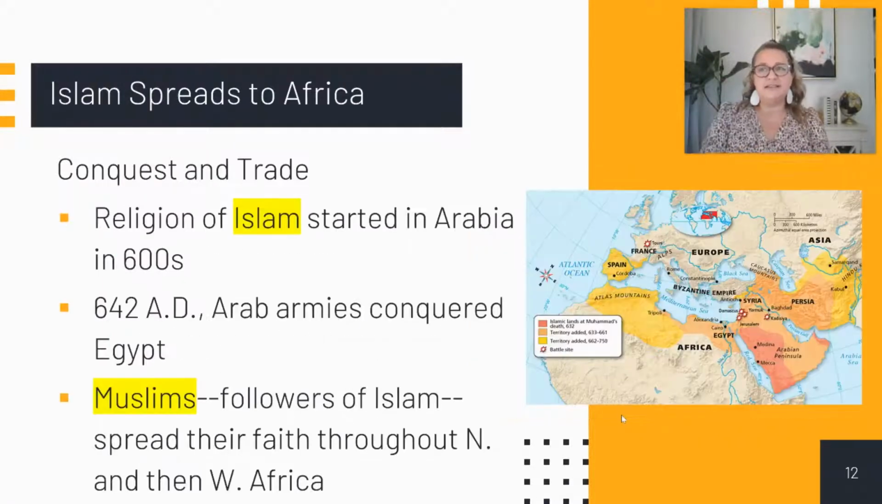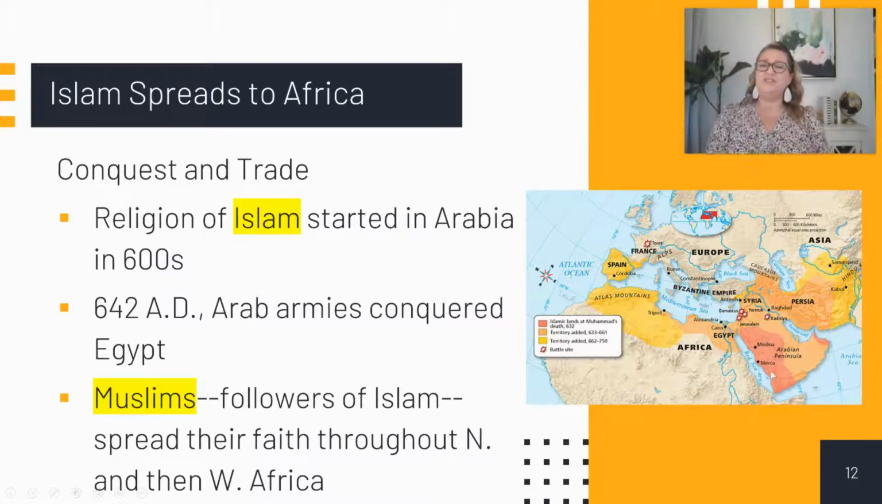That takes us to our next topic: Islam spreads to Africa, and conquest and trade. So, conquest and trade is one of the ways in which the religion of Islam spread to this part of the world. Now, we haven't taken a look at Islam in our Africa unit so far, but Islam is a religion that started in Arabia in the 600s. Okay, and if we take a look at our map here, we have the Arabian Peninsula. Okay, we have the cities of Mecca and Medina. And so Mecca and Medina were the starting points of the religion of Islam.